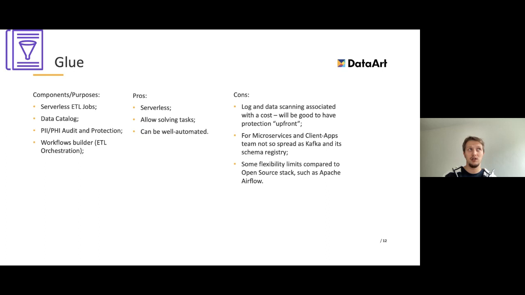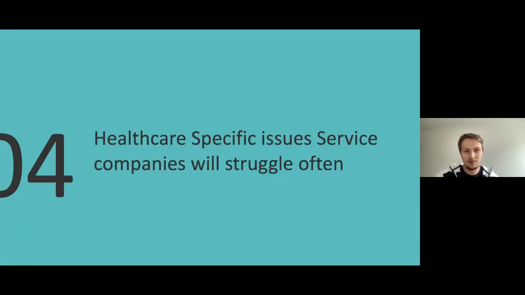Some concerns I've noticed about the service: logging and data scanning are associated with cost, and it would be good to have protection for PI and PHI up front, like with SNS. For microservices and client ops teams, this technology is not as widespread as Kafka and its schema registry, so you will probably need to teach people on these teams to work with it. There are also some flexibility limits compared to open-source tools such as Airflow, but it's not really critical.